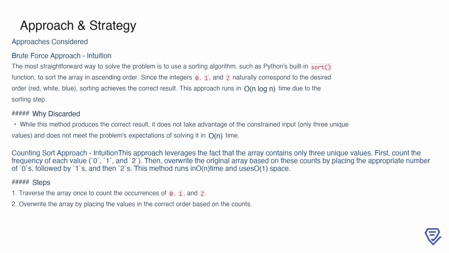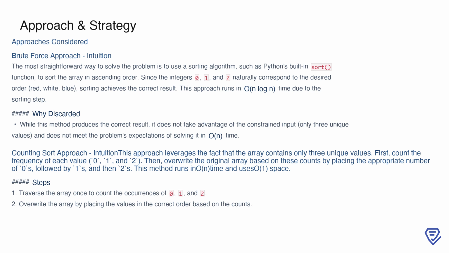However, the drawback here is that this approach operates in n log n time due to the sorting step. While it works correctly, it doesn't take advantage of the fact that our input only contains 3 unique values, and it doesn't meet the problem's requirement to solve it in linear n time.